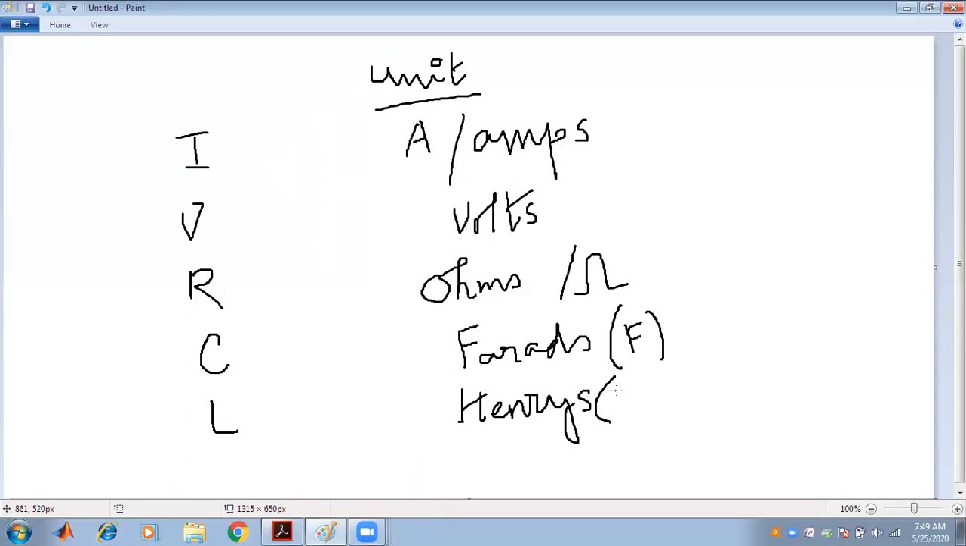The symbol is H. So these are the symbolic views of current, voltage, resistance, capacitance and inductance, and the corresponding units are ampere or amps for the current, volt for the voltage, ohms for the resistance, farads for the capacitor, and henries for the inductor.